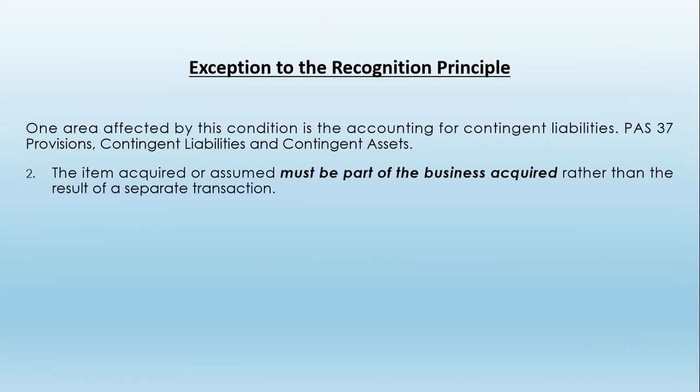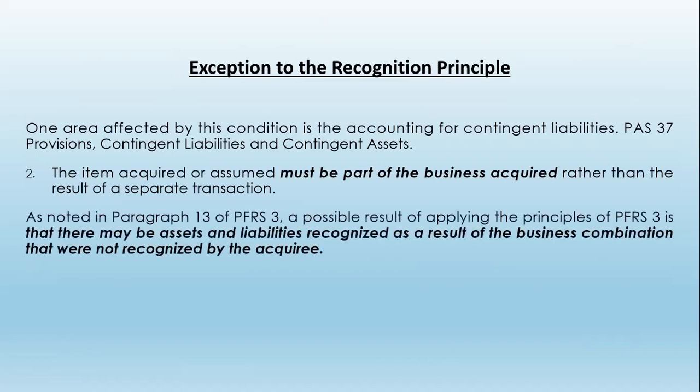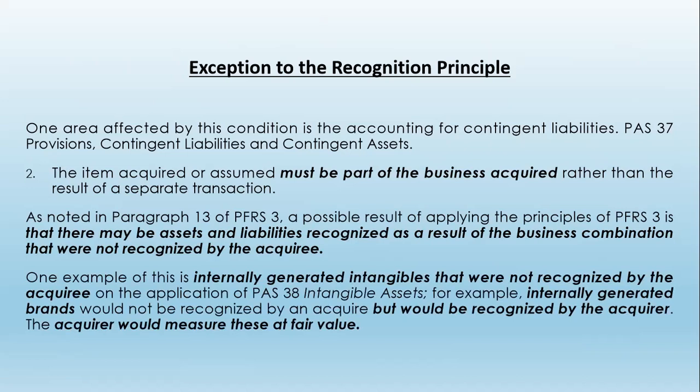The item acquired or assumed must be part of the business acquired rather than the result of a separate transaction. As noted in paragraph 13 of PFRS 3, a possible result of applying the principle of PFRS 3 is that there may be assets and liabilities recognized as a result of the business combination that were not recognized by the acquiree. One example is internally generated intangibles that were not recognized by the acquiree on the application of PAS 38 Intangible Assets. For example, internally generated brands would not be recognized by an acquiree but would be recognized by the acquirer. The acquirer would measure this at fair value.